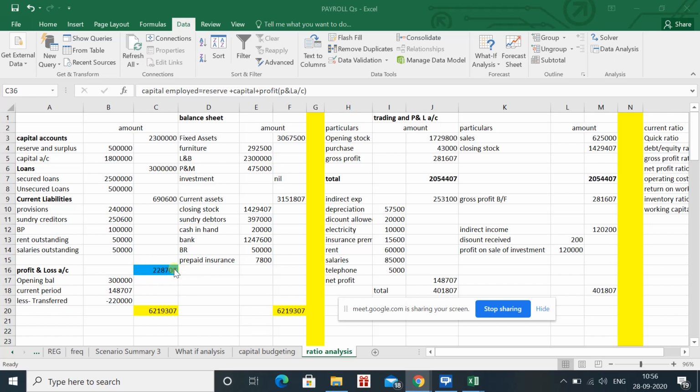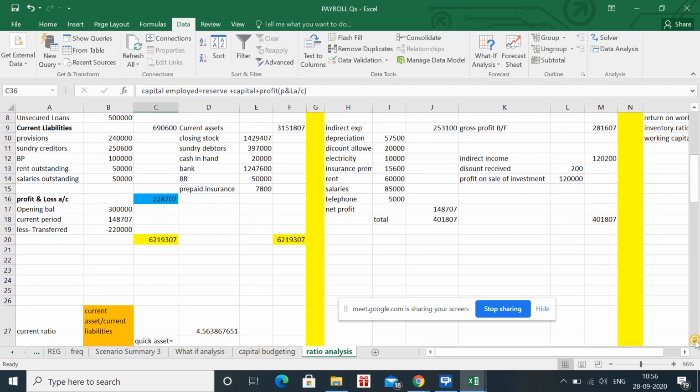So we have to just focus that 2,28,707 is the amount of profit which is given to the owner for the capital which they have employed. Okay, now we are moving to the solution portion.